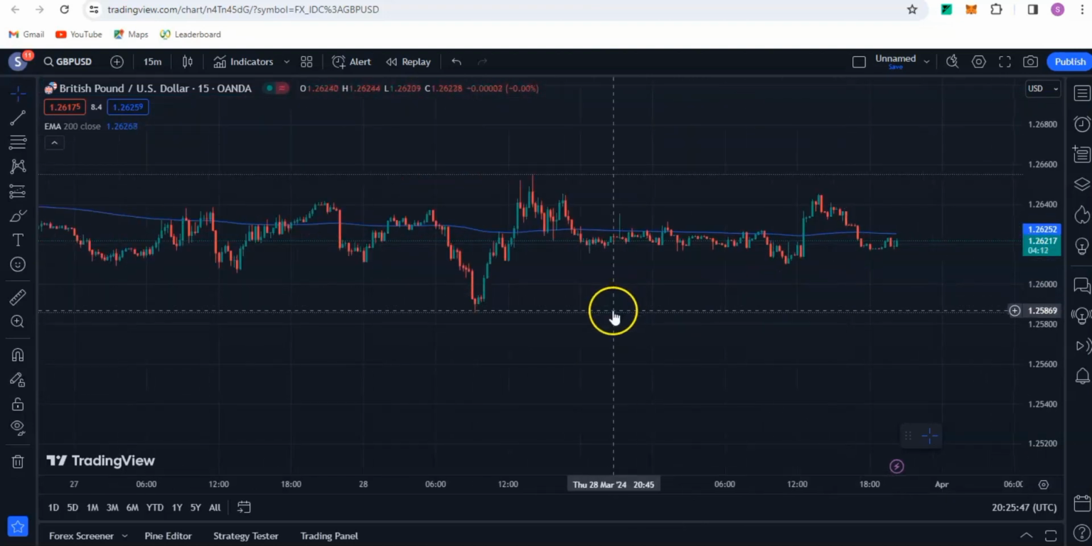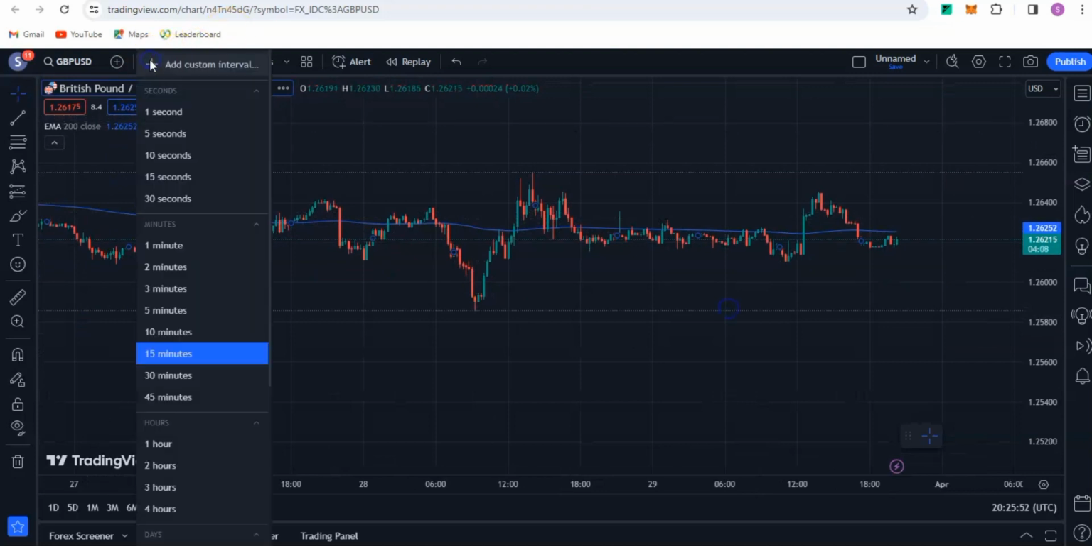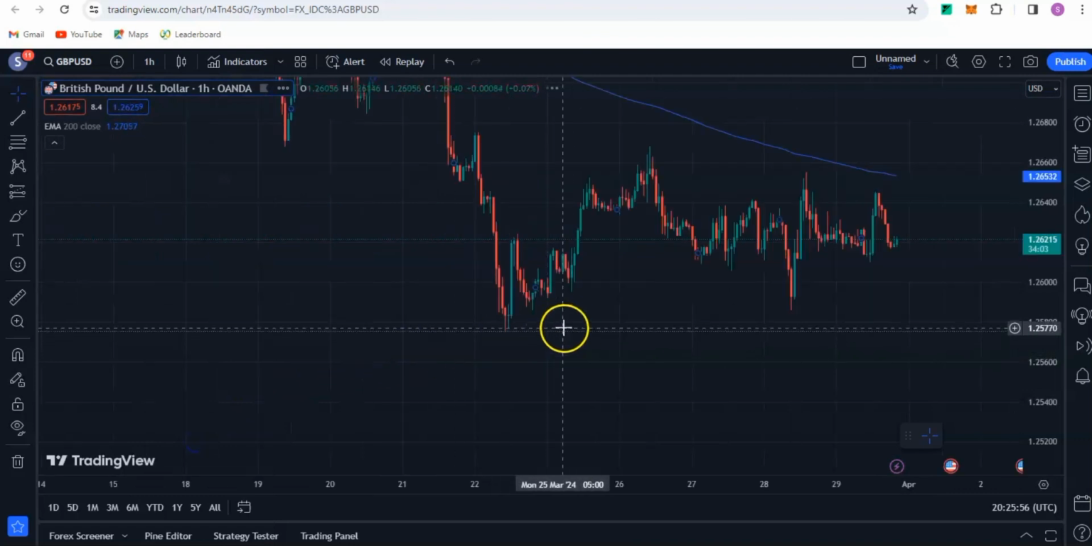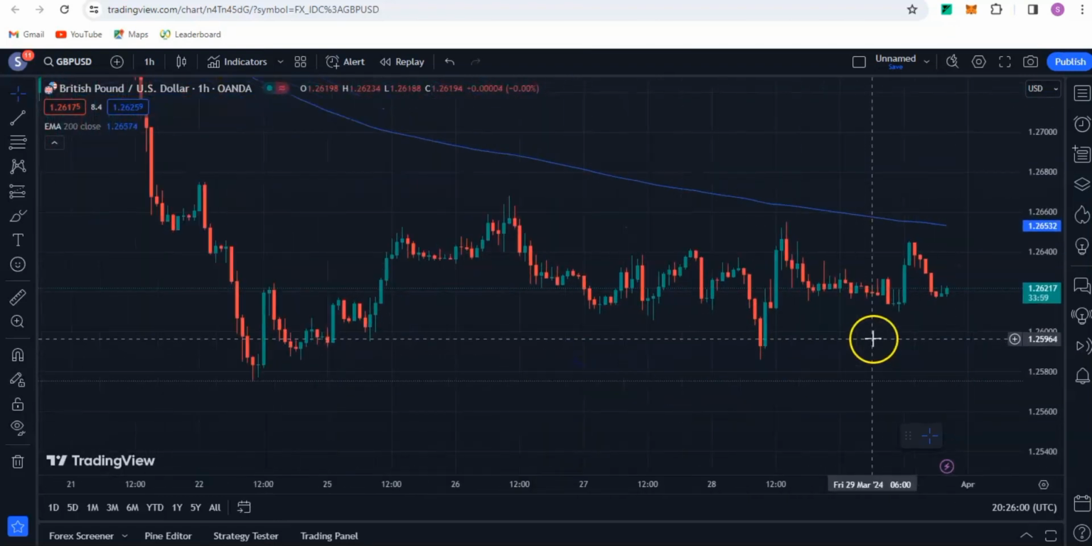Okay, so this is 15 minutes. I'm going to take it back to 1 hour. So on your TradingView, just change your time frame to 1 hour, or you can use the 4 hours time frame.